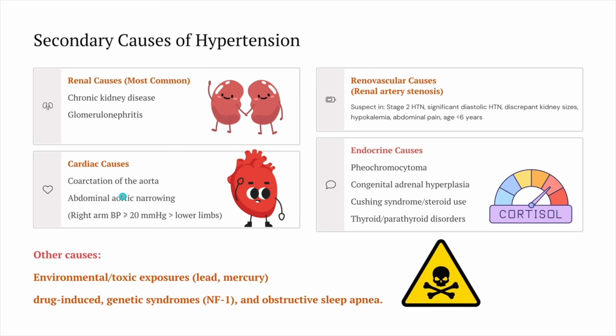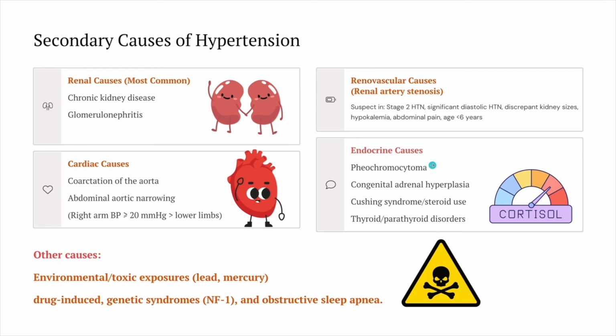Thirdly, as I said, cardiac cause. The most famous one will be coarctation of the aorta. So the right arm blood pressure will be 20 millimeters of mercury higher than the lower limbs. So it's very important to measure both upper limbs and lower limbs to rule this out.